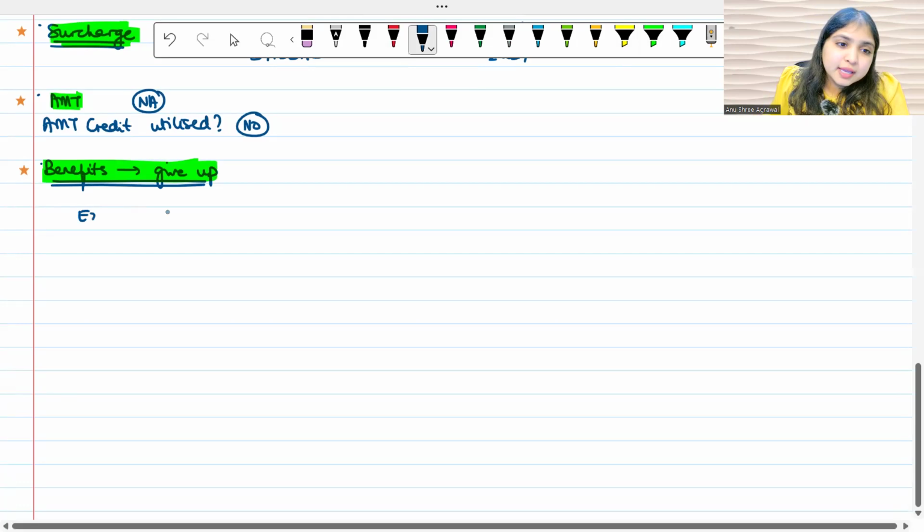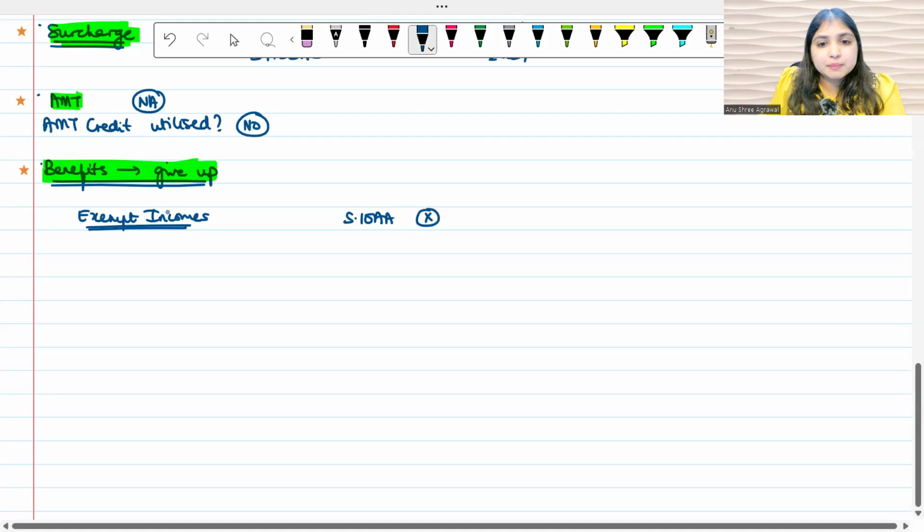In the exempt incomes chapter, we had learned about two main things. We had learned about agricultural income, and 10AA also we had covered there itself. Agricultural income will not be affected because of 115 BAC. But if your assessee is following 115 BAC, then 10AA will not be applicable for the assessee. Assessee will not be able to enjoy the 10AA tax holiday.